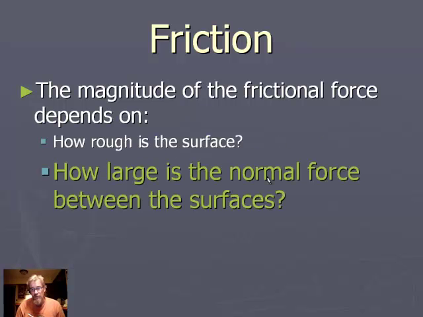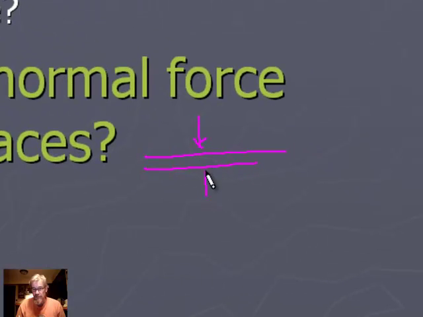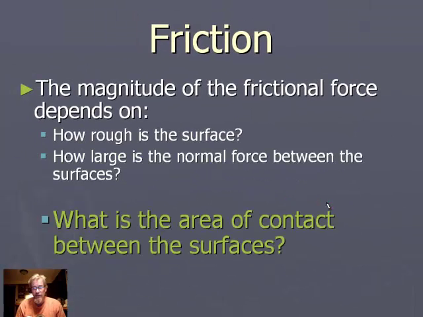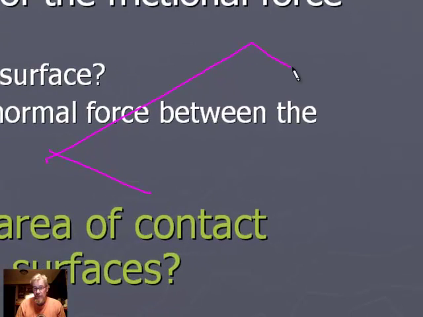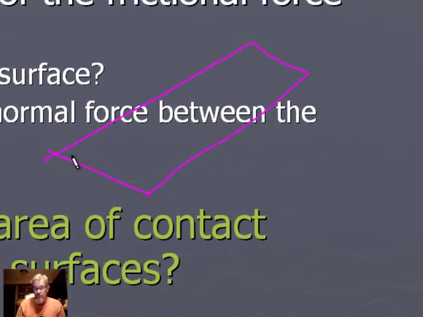Another factor is how large is the normal force between the surfaces. In other words, if I have a surface here rubbing against another surface here, if I press these things together harder, well, that's going to cause more of those little bumps to catch on one another, and that will increase the frictional force. And then another factor would have to be the area of contact between the surfaces. If I have a big giant sheet of sandpaper rubbing against another big giant sheet of sandpaper, I can imagine that's going to be harder to drag than two tiny pieces of sandpaper.